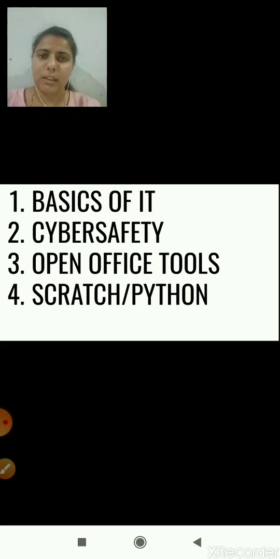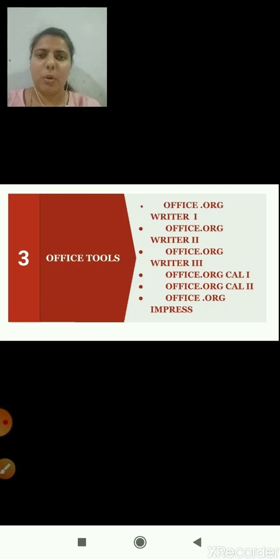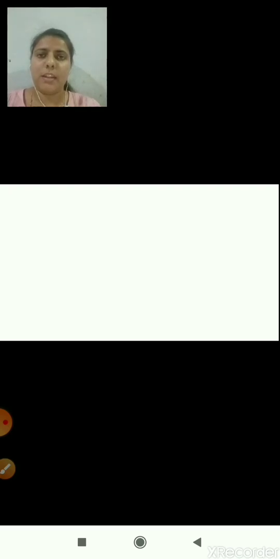In first unit, there are total 4 chapters. In second unit, cyber safety, there is only one chapter named cyber safety. In third unit, office tools, there are total 6 chapters. And in fourth unit, there are 2 chapters, Scratch and Python. Now children, let's start with our chapter Basics of Computer System.